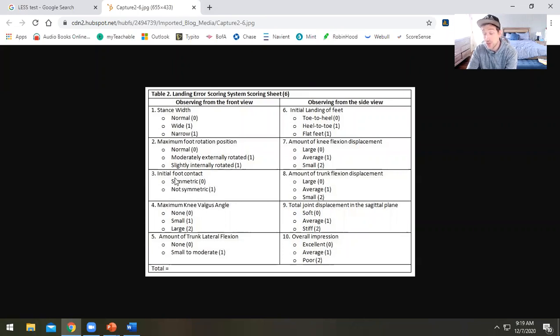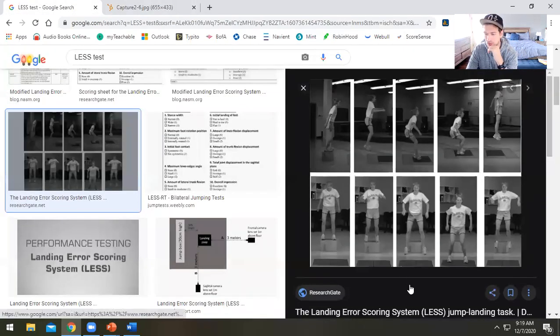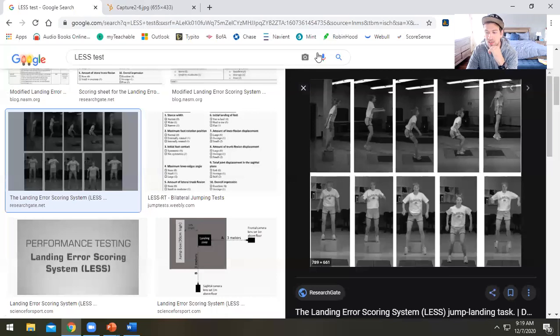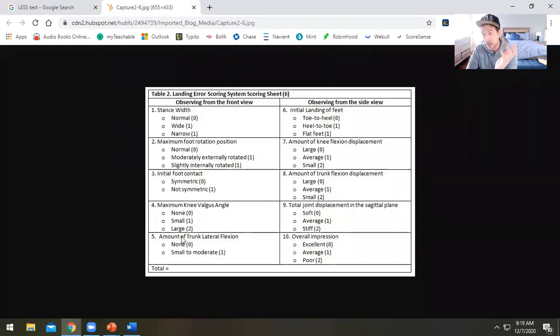Then we look for initial foot contact. This is kind of a fun one. Were they symmetric or not? Did they land with one foot first? Was one leg forward and one back? How did that look? That's the symmetry we're looking for. I'm assuming this person's pretty symmetrical here, but that's kind of hard to see in a photo. Did they have any knee valgus? Was there a very little bit of knees caving in, which is what I would say here, just ever so slightly? Or do they have a lot of knee valgus?